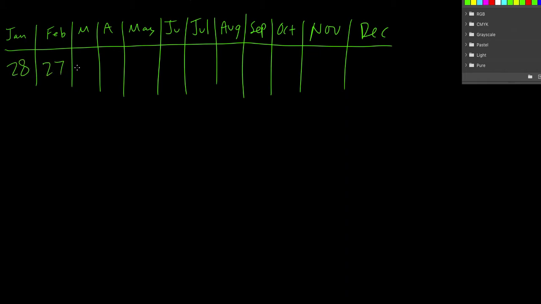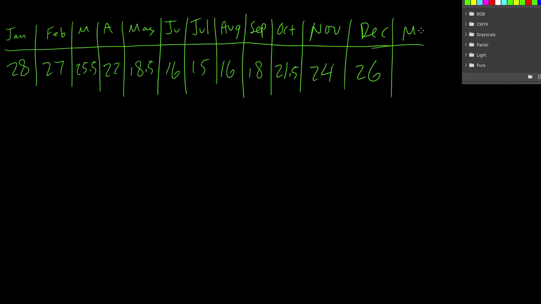28, 27, 25.5, 22, 18.5, 16, 15, 16, 18, 21.5, 24, 26. Okay. Now this is just the month. This is the temp in degrees Celsius. Okay, and we're calling this time.